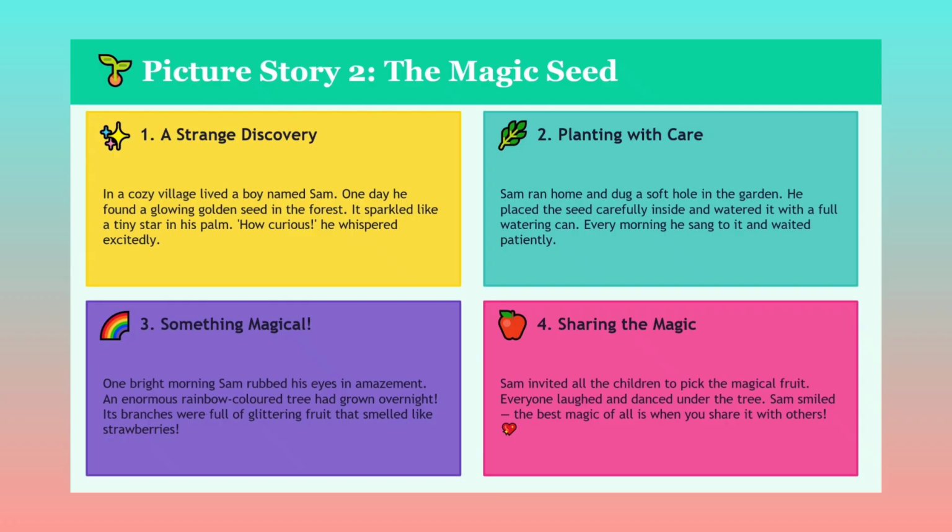The fourth step, sharing the magic. Sam invited all the children to pick the magic fruit. Everyone laughed and danced under the tree. Sam smiled. "The best magic of all is when you share it with others."